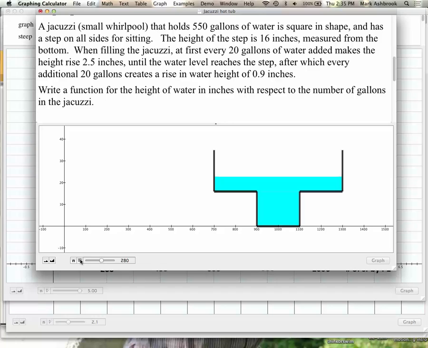So if you look at it from the top, it's a square, right? Yeah. So you've got a square overall shape, and then a square step that goes all the way around.